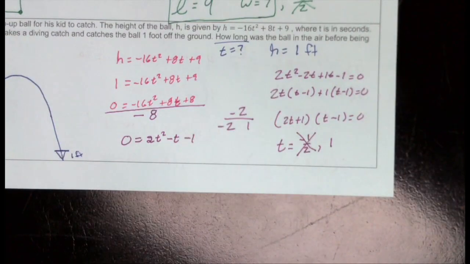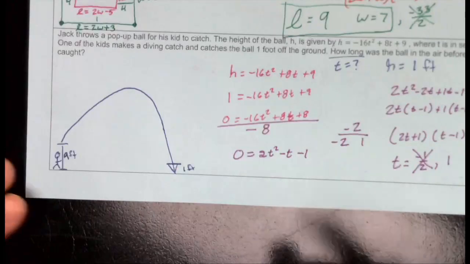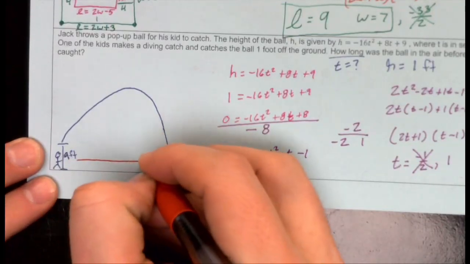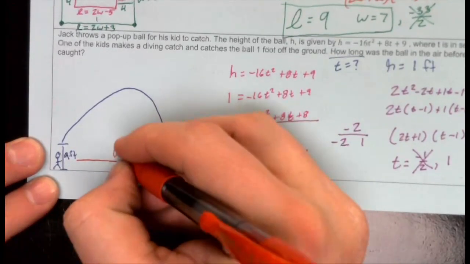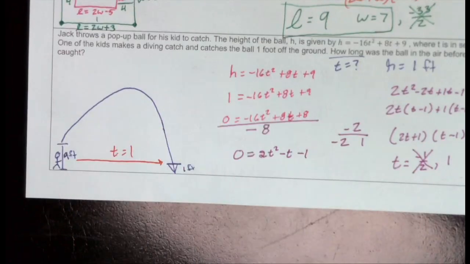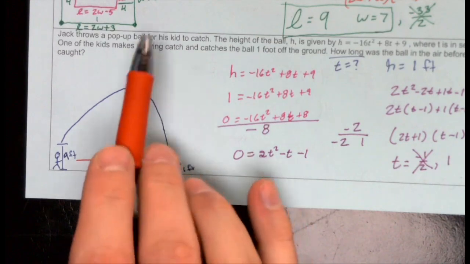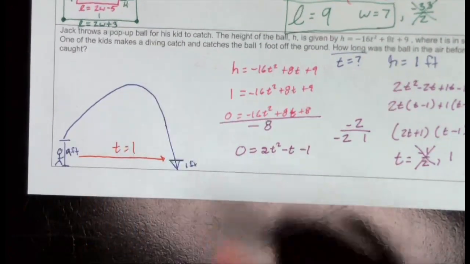So when we toss this pop-up, it only took 1 full second from the time that we threw the ball to when our kid caught it. So I must have been playing with my little infant son, and I just lobbed it to him. And it makes sense. He can barely stand, so it probably was a diving catch.